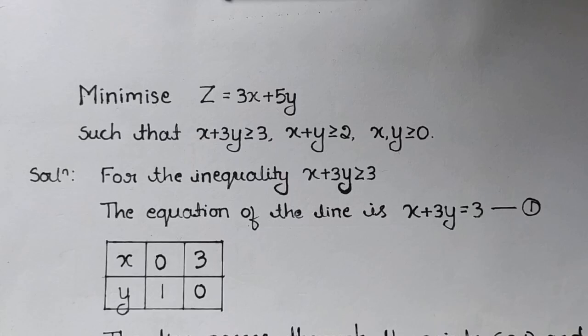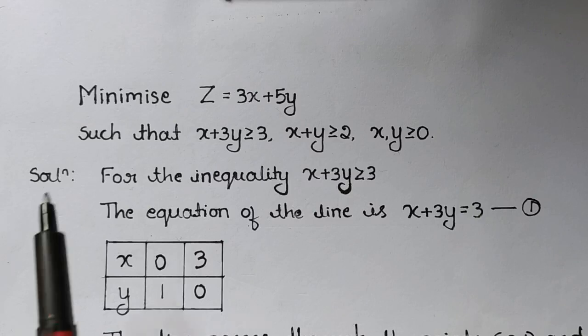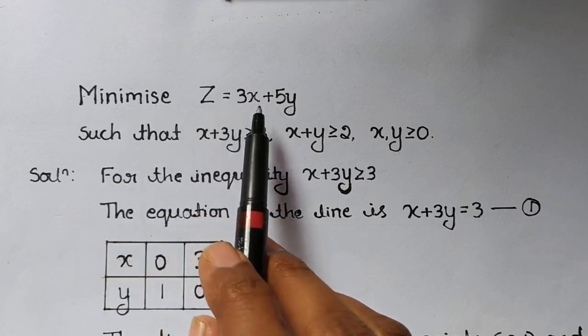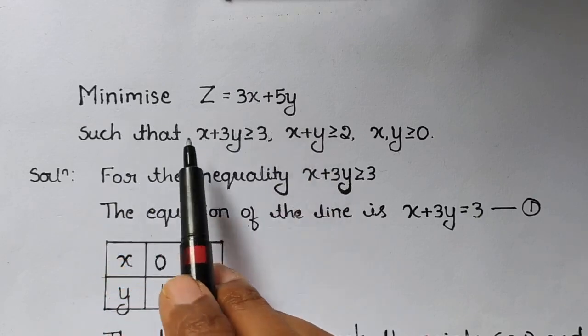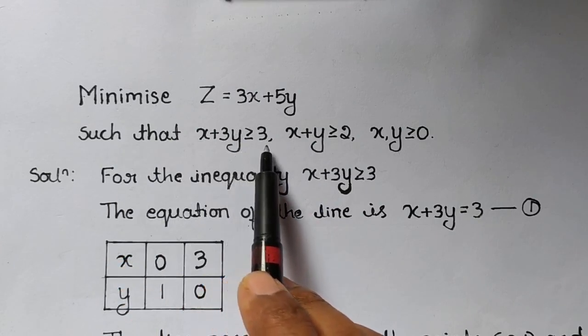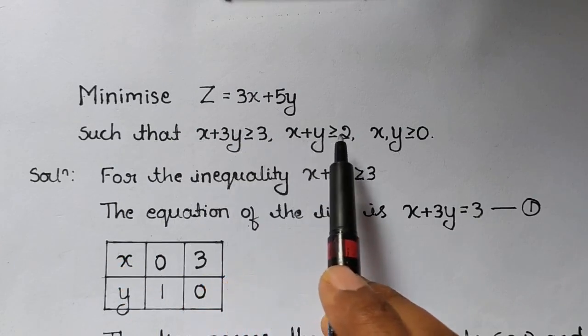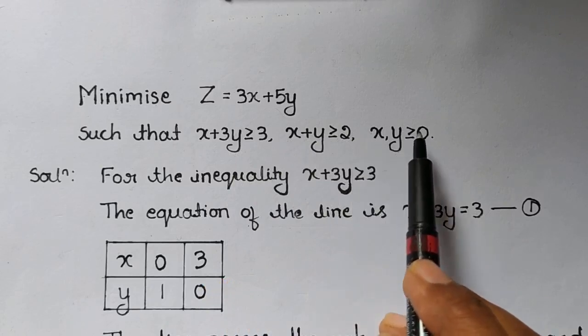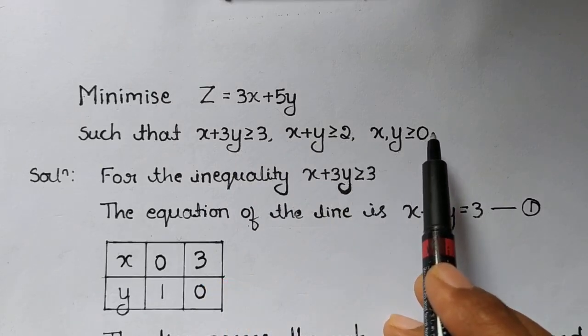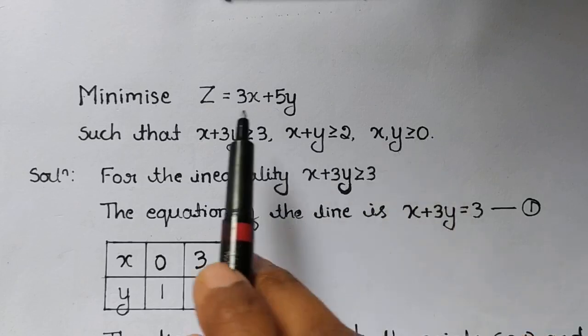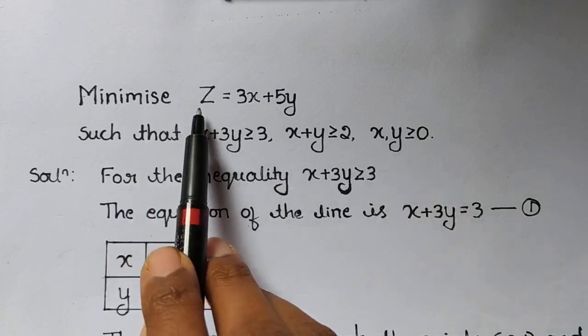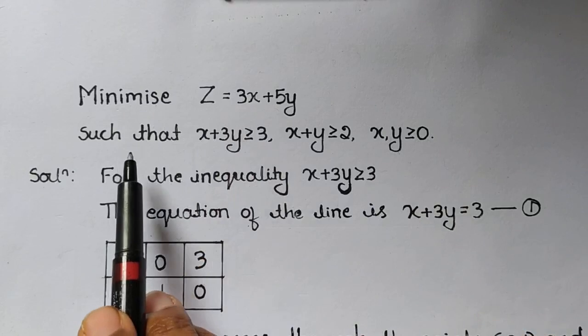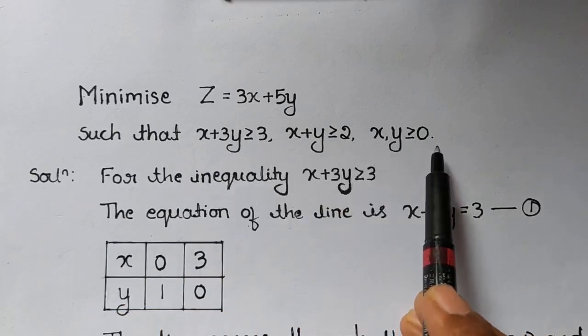Hello students. Today I will explain the examples of LPP containing unbounded feasible region. The question is, minimize z is equal to 3x plus 5y such that x plus 3y is greater than or equal to 3, x plus y is greater than or equal to 2, x, y greater than or equal to 0. We have to find the minimum value of the objective function z subject to these constraints.